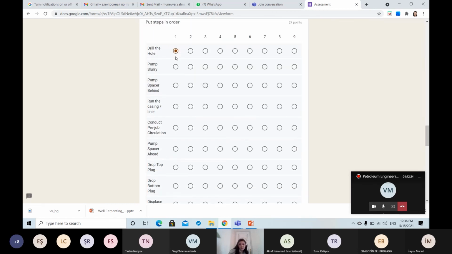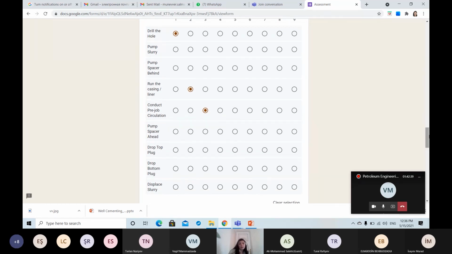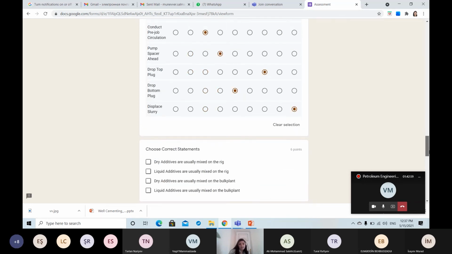So first you drill the hole, right? After you're drilling the hole, you are running your liner or casing into the well. And then you do pre-job circulation. We have mentioned what are the advantages of this pre-job circulation. And then you are pumping your spacer ahead here. Then you drop your bottom plug. Then you are pumping your slurry. Then you are dropping your top plug. Then you pump slurry behind. And then you displace your slurry.